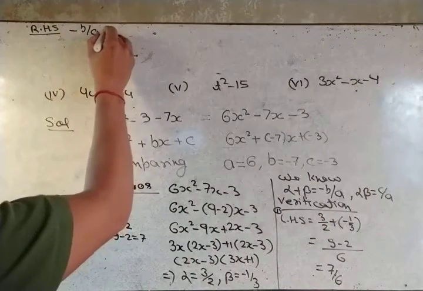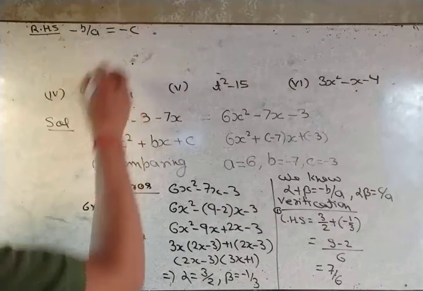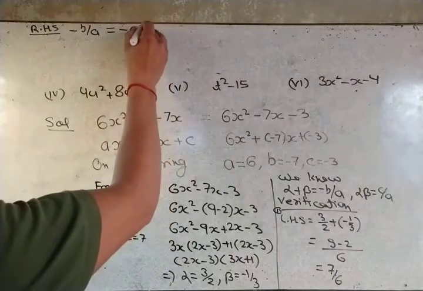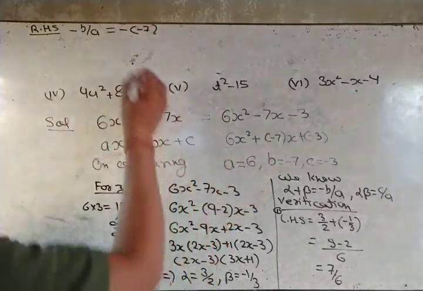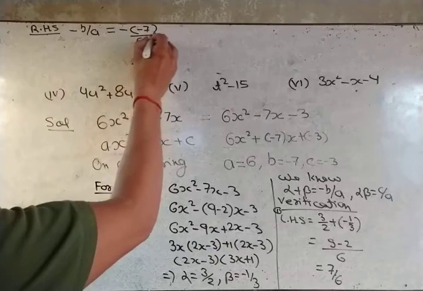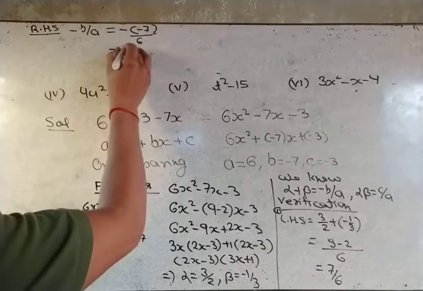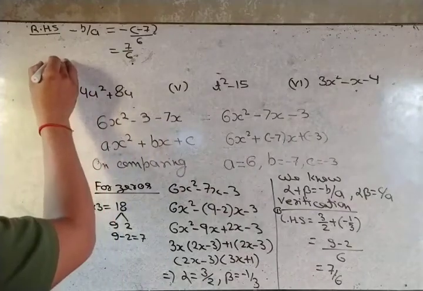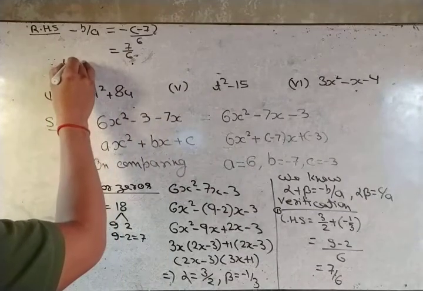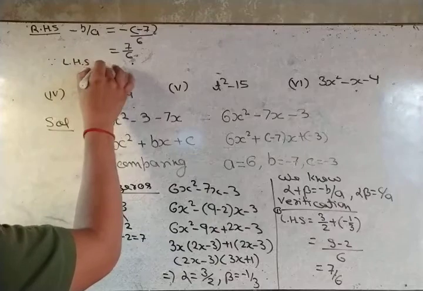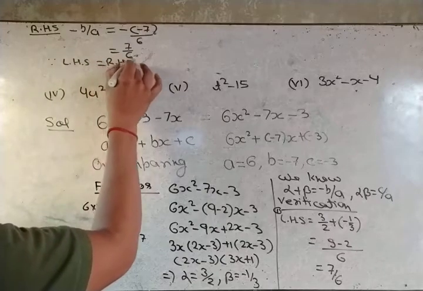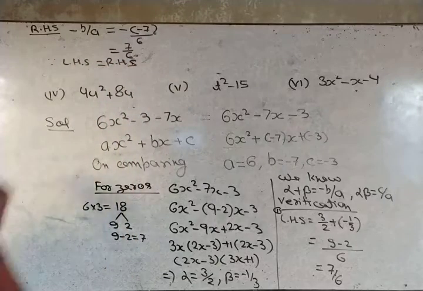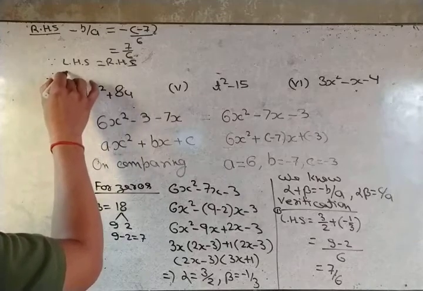And when you put the values, b is minus 7, a is 6, you will get 7 by 6. LHS equal to RHS, therefore the first is verified.